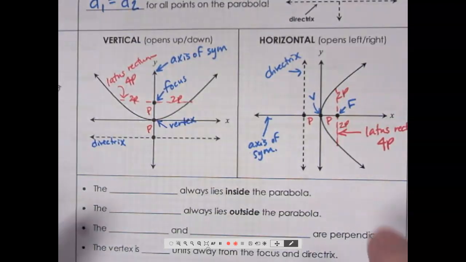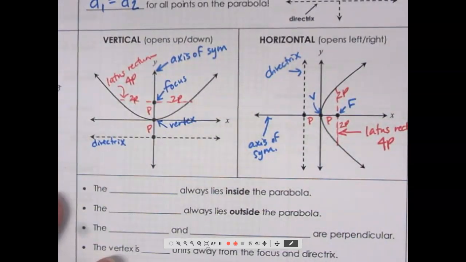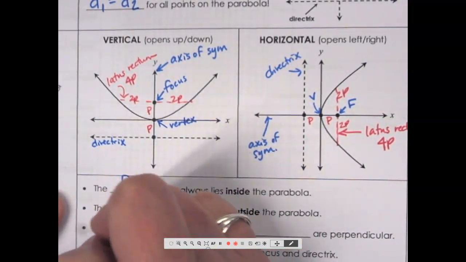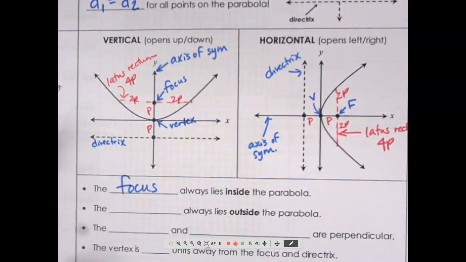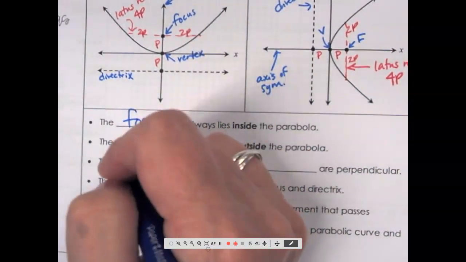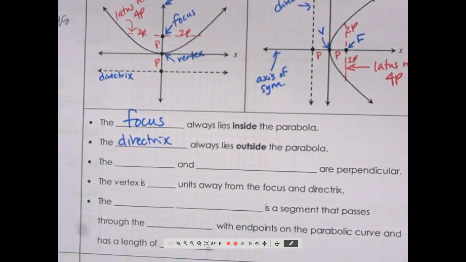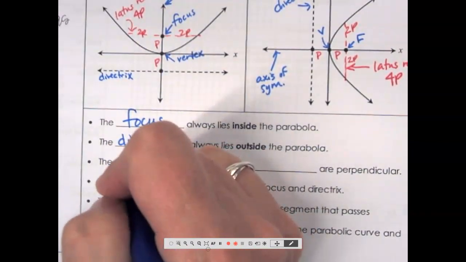All right, so those are all the terms that we will use. Notice that the focus is always going to be inside the curve. When I say inside it, think of a parabola like a cup, whichever way it's turned, and the focus is inside the cup. So the focus always lies inside the parabola. The line out here, the directrix, is always outside of the parabola. The directrix and axis of symmetry are always perpendicular.